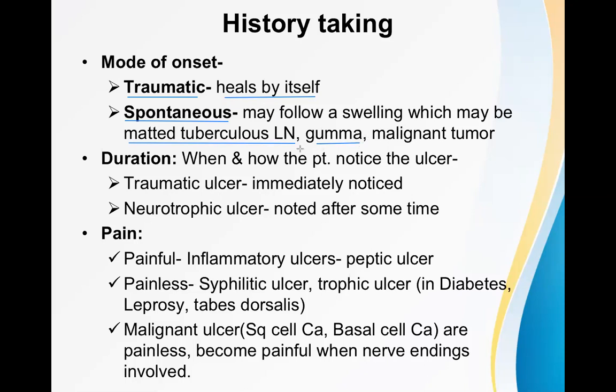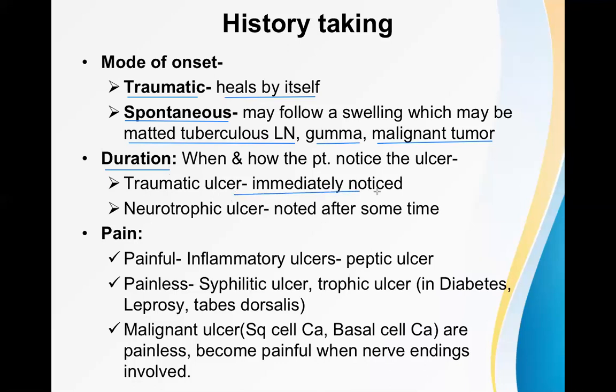And malignant tumors can also easily give rise to ulceration. So we don't need any trauma to develop ulceration in these different situations. The second question in the history taking is the duration of the ulcer. How long has the patient had it? Ask whether it is days, weeks, or months. A specific history should be taken.